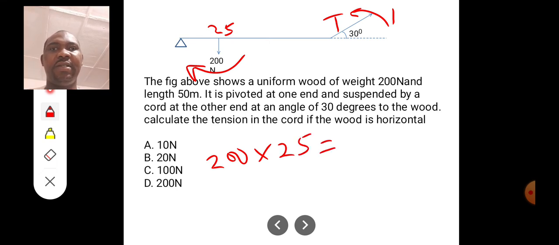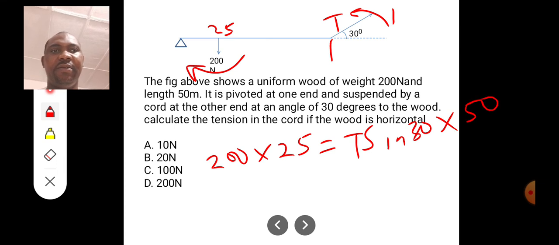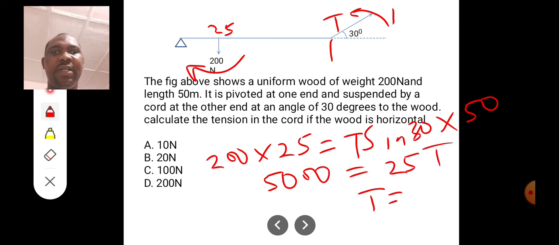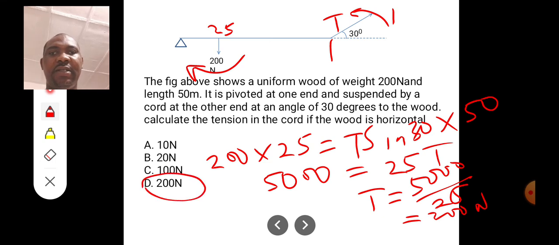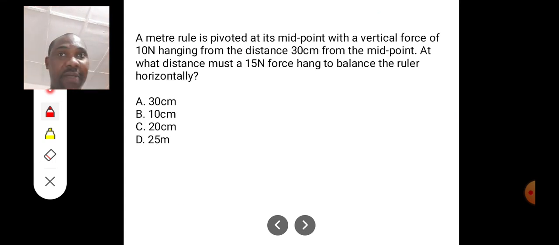Equal to T sine 30 multiplied by the perpendicular distance from here to the pivot, which is 50, the length of the rod. So with this, we're going to have 5,000 equal to 50 times sine 30, which is 25T. So T now will be 5,000 divided by 25. That will give us 200 newtons. Quite easy. Now look at another question here.